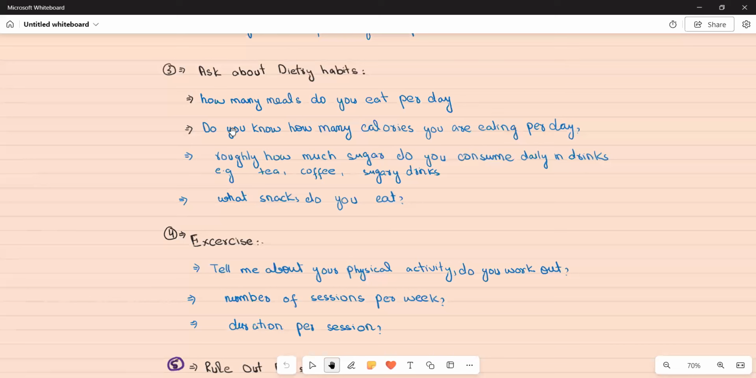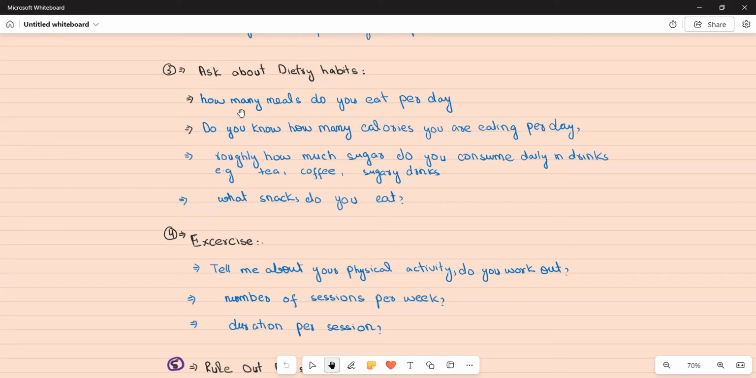Roughly, a calorie intake for males should be around 2000 kilocalories, and for females, it should be around 1800 kilocalories, okay? So if the patient is saying, I'm eating 4000 kilocalories, then you have identified the problem there, okay? All right. Roughly how much sugar do you consume daily in your drinks? For example, tea, coffee, and sugary drinks.